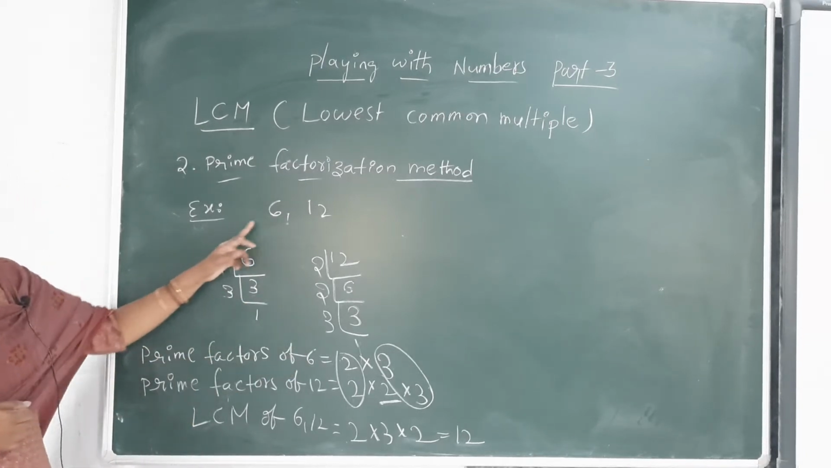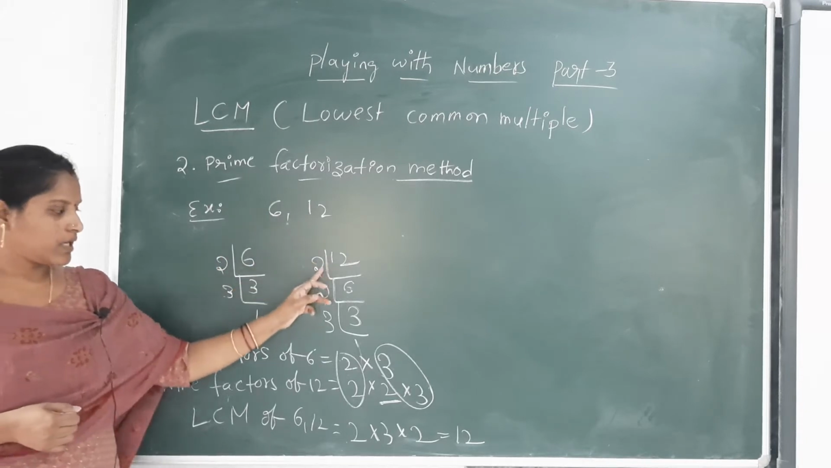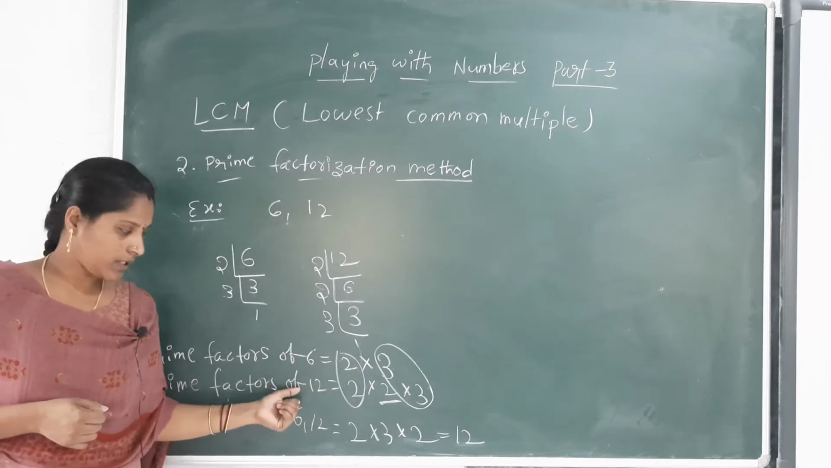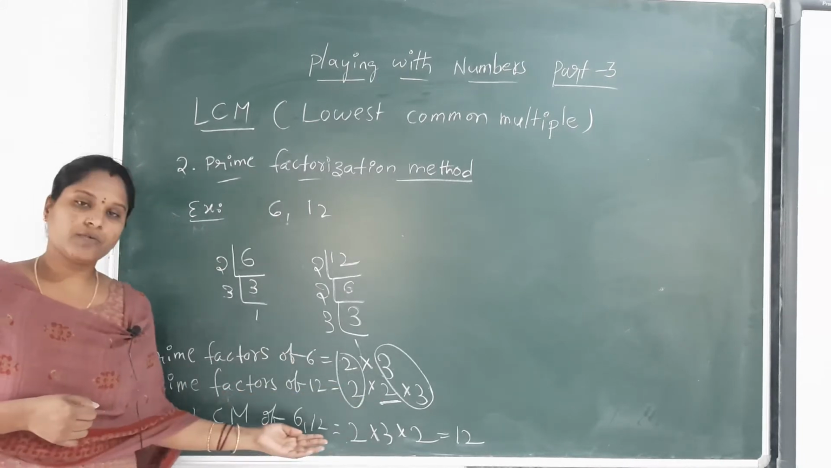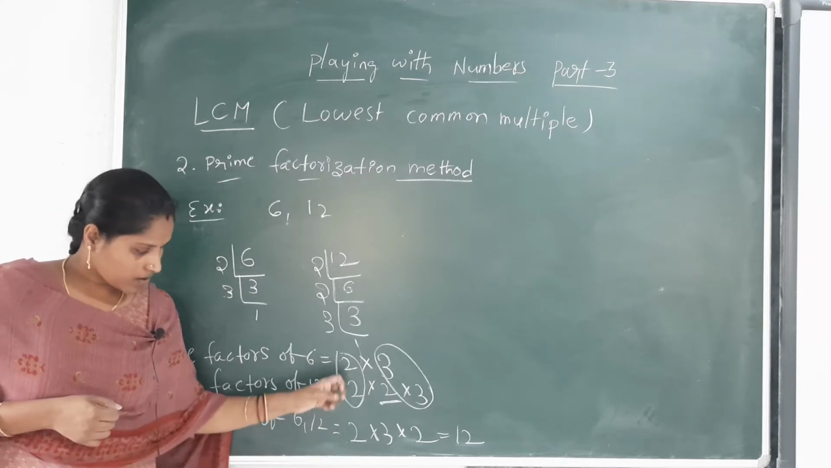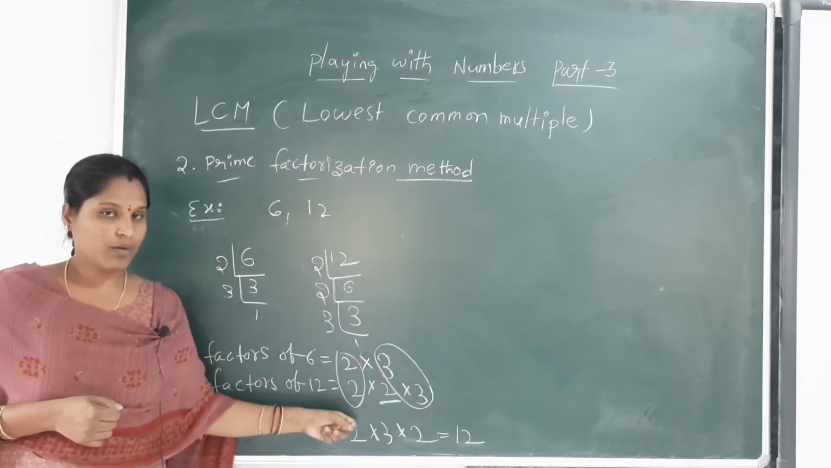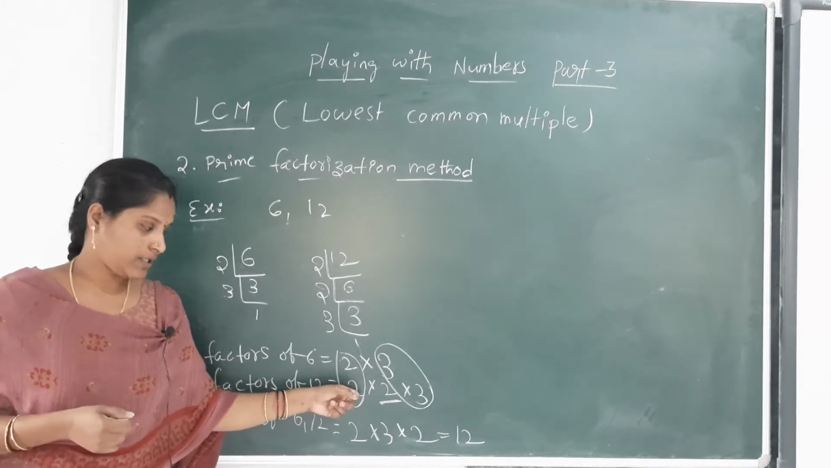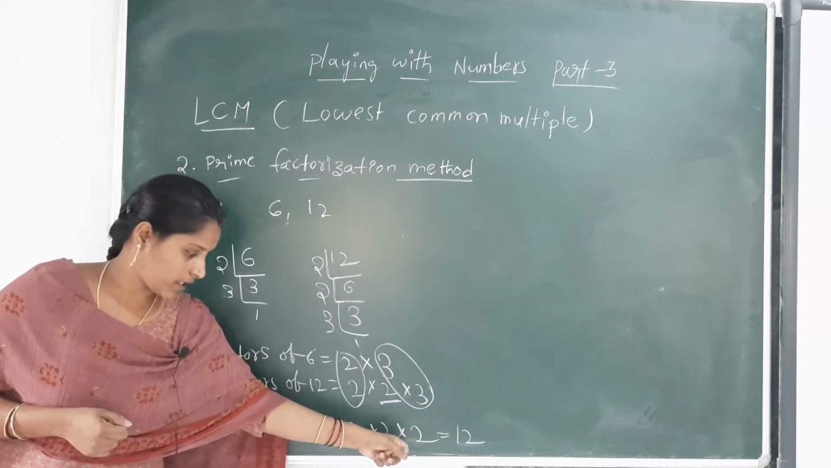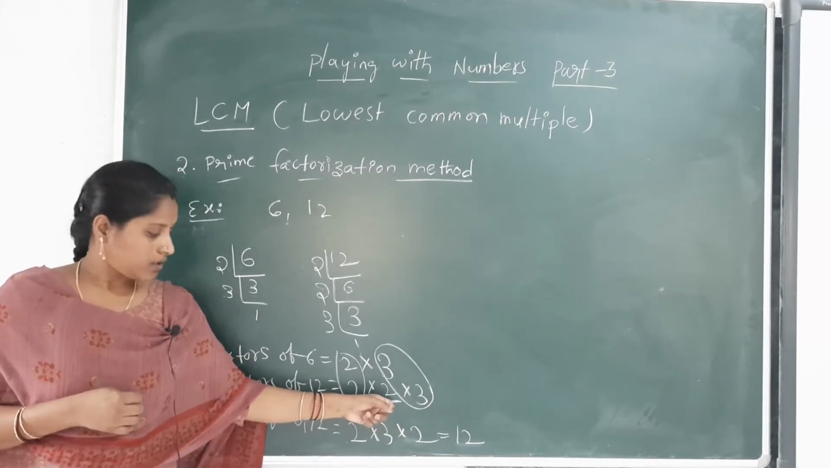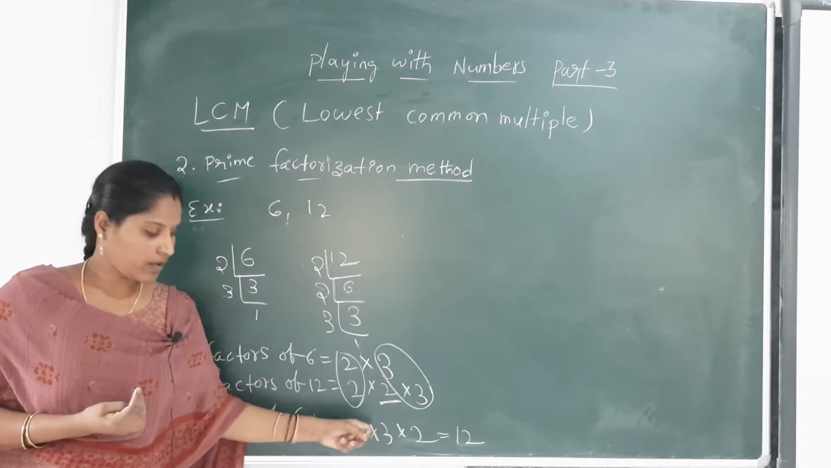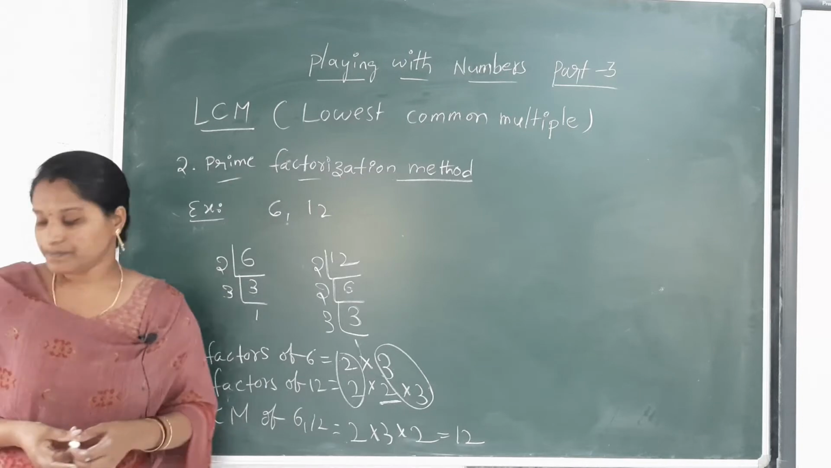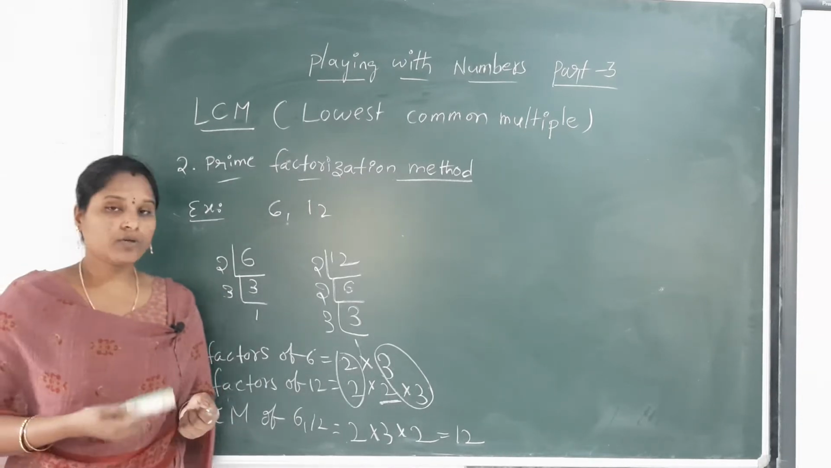In the prime factorization method, we have to use only prime factors. First find the prime factors of 6 and then of 12. After that we encircle the common factors for both, and next find the LCM. From these two common factors, one factor is enough. From these two 3's we have taken one 3 only, and then take the remaining factors also, and we multiply all the factors and get the LCM finally. Next we are going to discuss the division method.